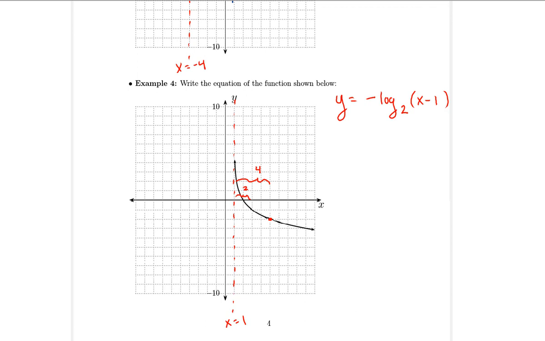Okay, and I'm going to do this in a different color here. Let's see, maybe I'll do yellow.